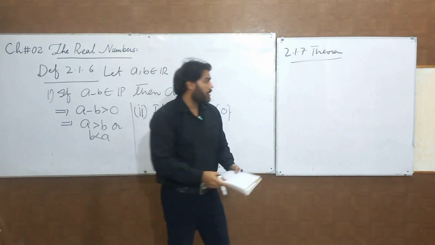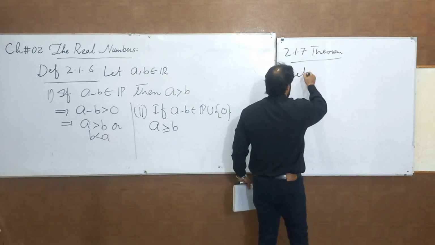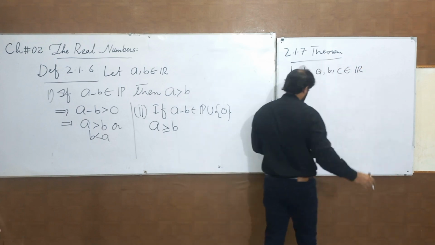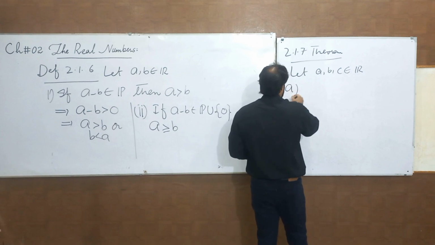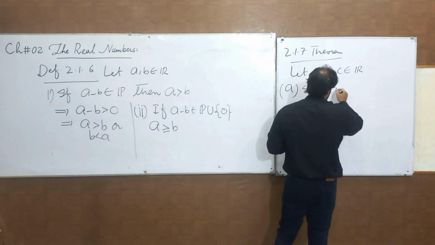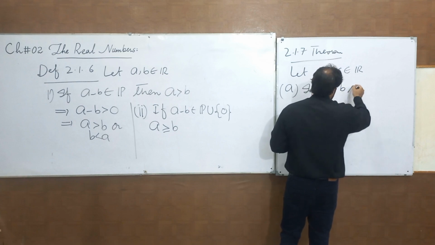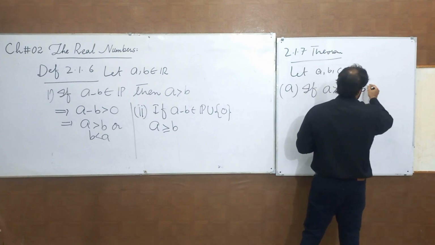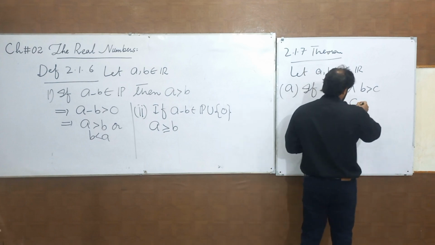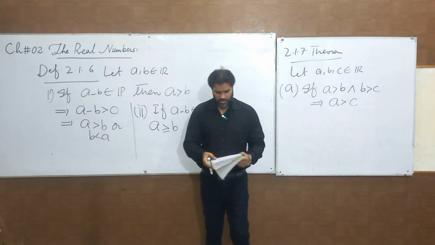Let A, B, C be real numbers. In the first part, we show that if A is greater than B and B is greater than C, this implies A is greater than C. This is the transitive property actually.